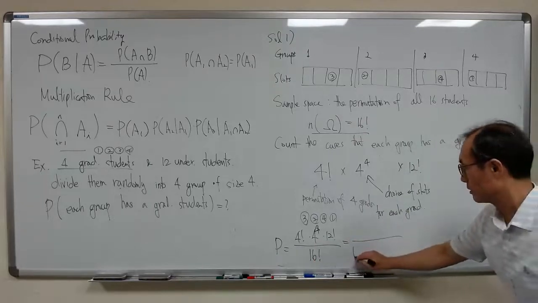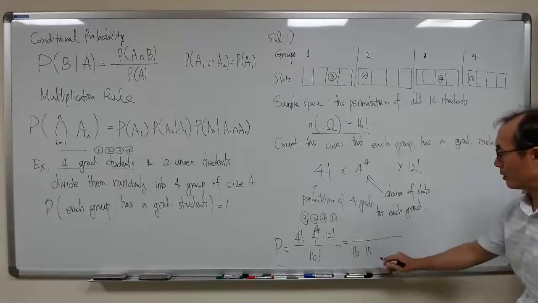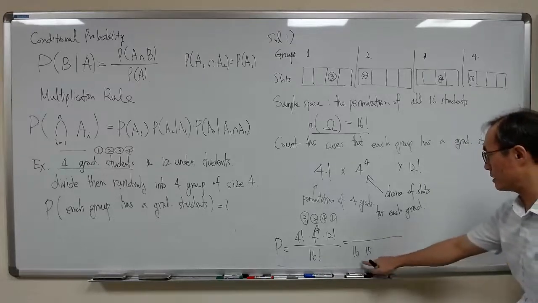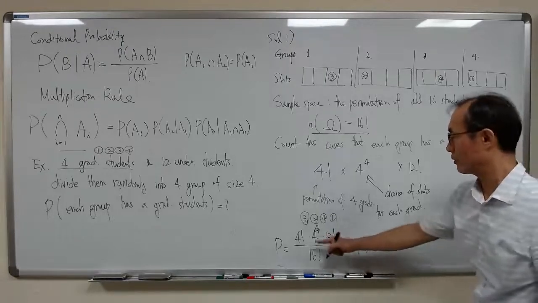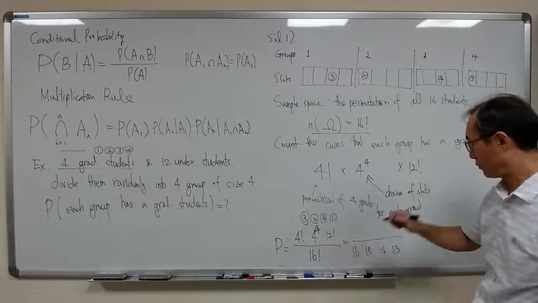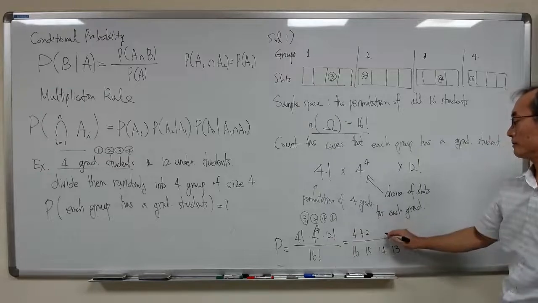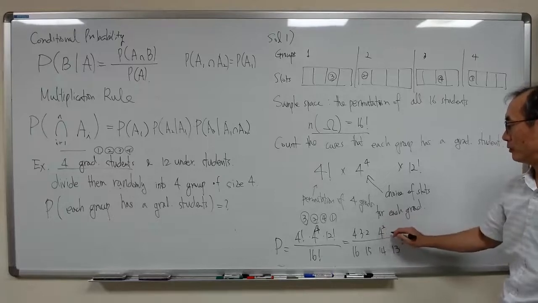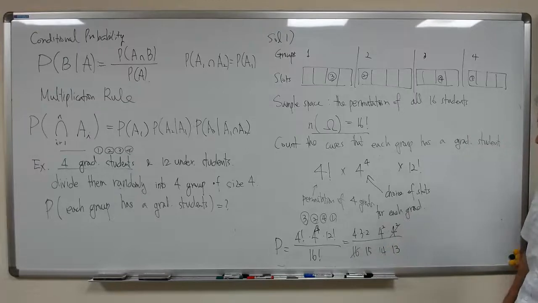Okay, so let me quickly compute some of these numbers. 12 factorial cancels out those numbers in 16 factorial, and what remains is 16, 15, 14, and 13. And here we have 4 factorial, which is 4, 3, 2. And we have 4 to the power 4, or 4 squared and another 4 squared. The 4 squared will be cancelled with this, okay?